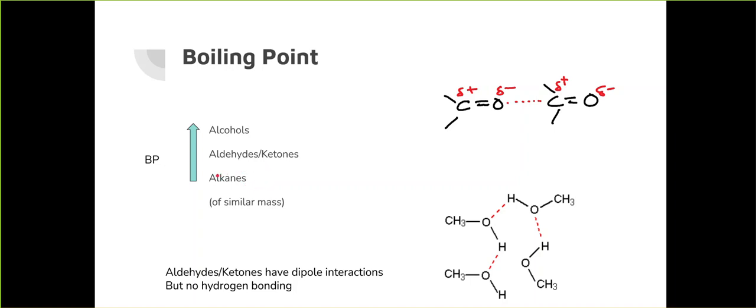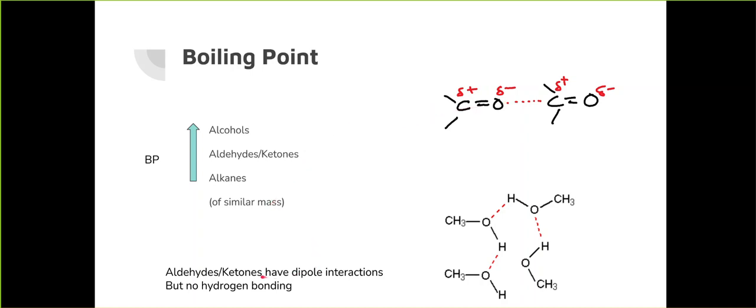Okay, so boiling point here of compounds of similar mass, alkanes will have the lowest boiling point. Aldehydes and ketones will be higher than alkanes, and alcohols will have the highest. And the reason for this is that you do have a dipole moment here on these carbonyl groups. So you're going to have a partial positive on the carbon and a partial negative on the oxygen. So there will be these dipole attractions.